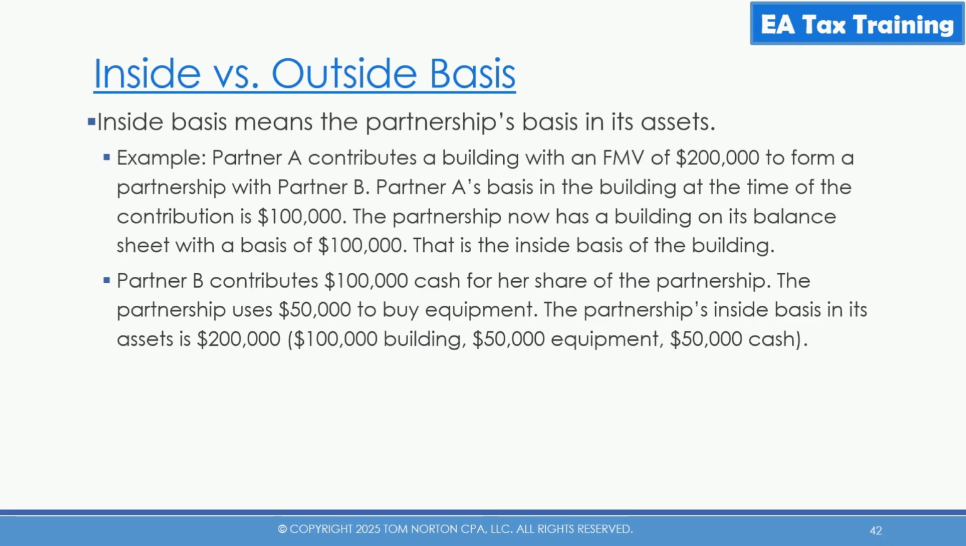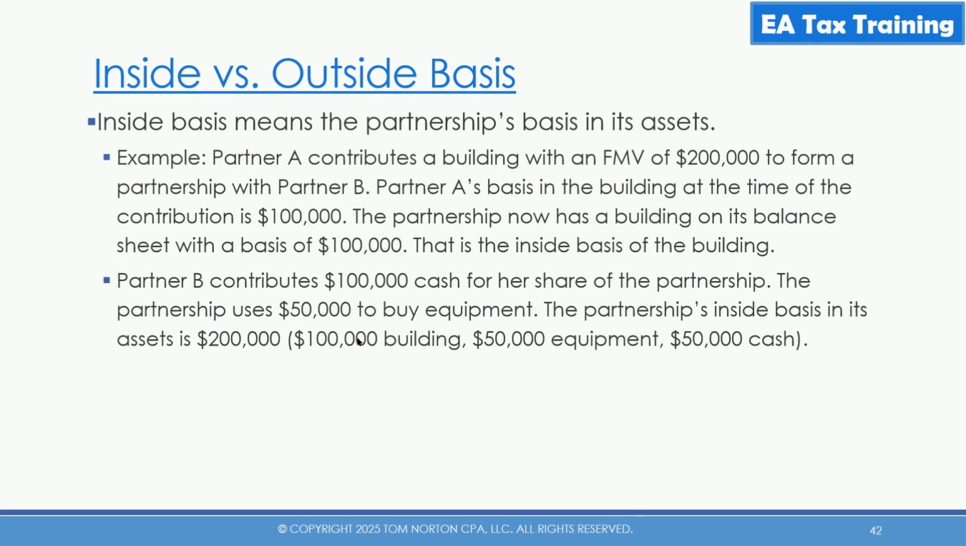So inside basis, again, means the partnership's basis in its assets. So for example, partner A contributes a building with a fair market value of $200,000 to form a partnership with partner B. Partner A's basis in the building at the time of the contribution is $100,000. The partnership now has a building on its balance sheet with a basis of $100,000. That is the inside basis of the building. So remember, the partnership inherits the adjusted basis and the holding period of the partner when this contribution is made. So their inside basis in that building is $100,000.